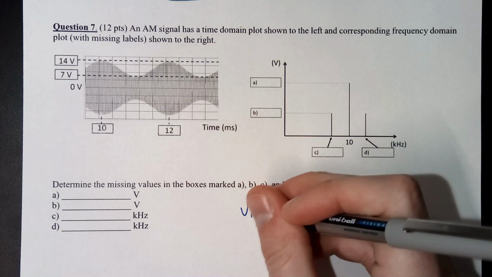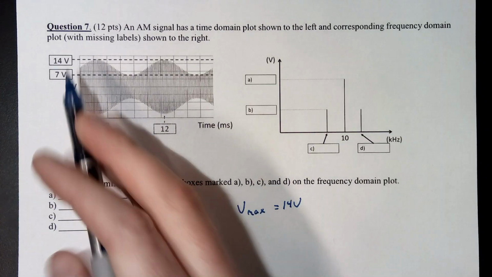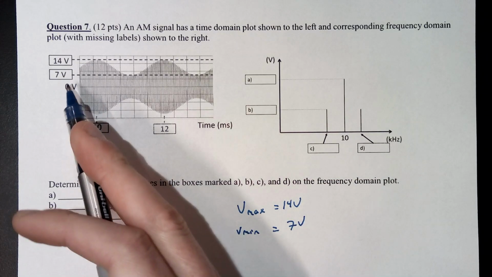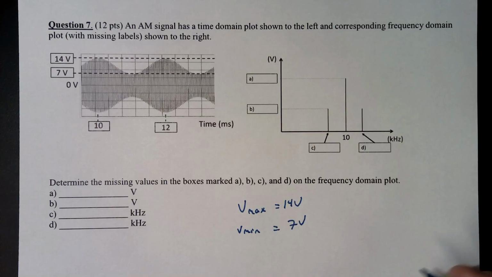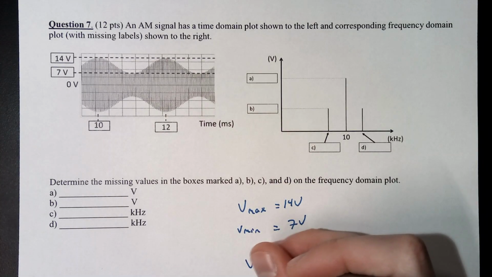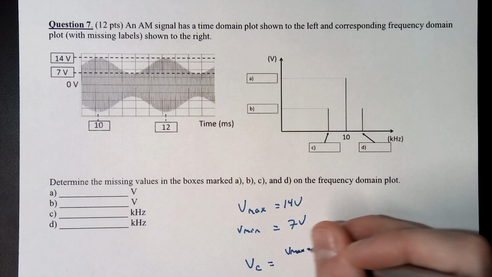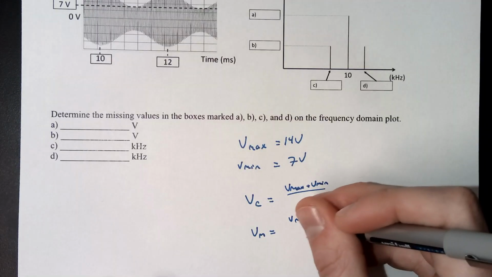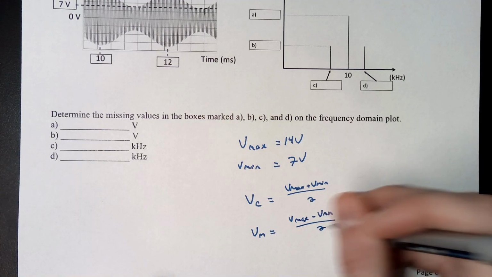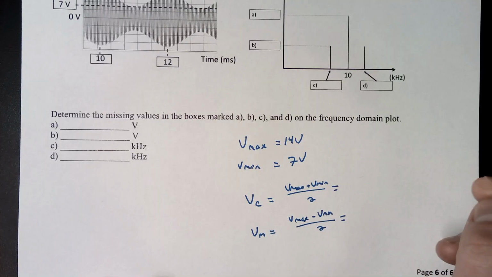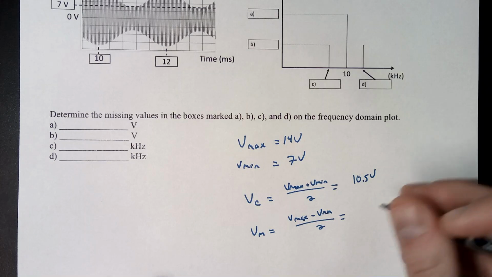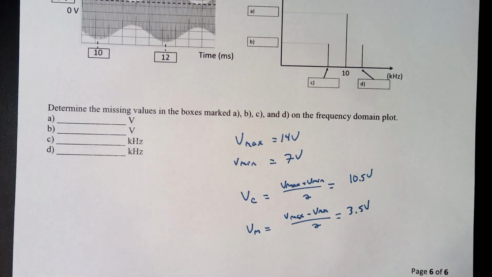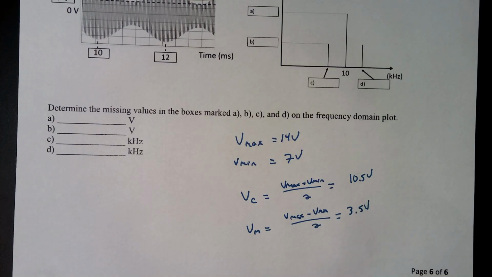So we've got Vmax is 14 volts. That's taken from the diagram up here. We've got Vmin equals 7 volts, again, taken from the diagram. And so we're going to calculate our Vc equals Vmax plus Vmin over 2, and Vm equals Vmax minus Vmin over 2. So Vc is 21 divided by 2, which is 10.5 volts. Vm is 7 divided by 2, which is 3.5 volts. And so those are our values for Vm and Vc.